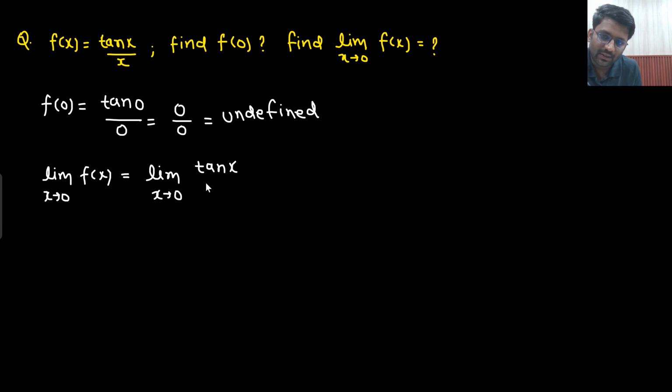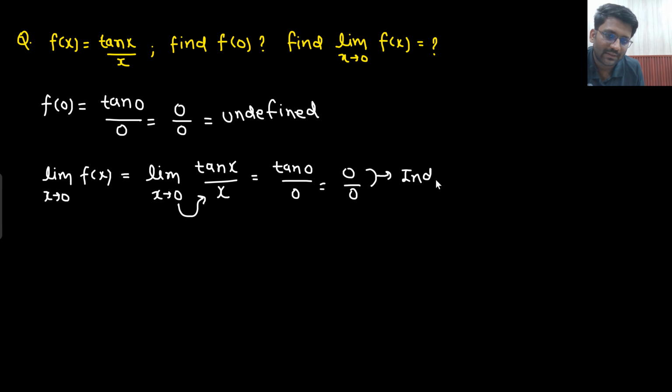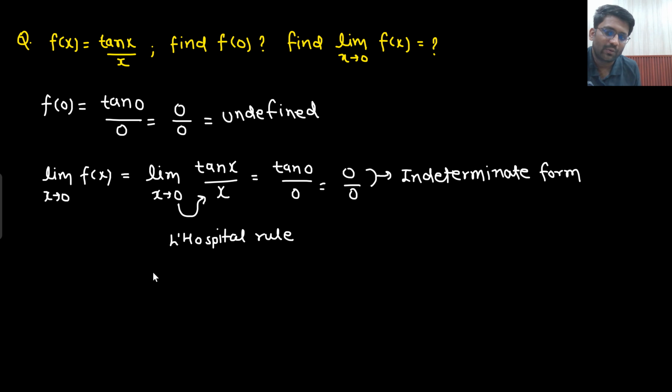What is the method we have studied? Do we need to check 0 plus and 0 minus? No, it will be very hectic. So what we do is we directly put the limit here. What are we getting? Tan 0 divided by 0. 0 by 0 form we are getting. This is an indeterminate form. Since it is an indeterminate form, what can I do? I can apply the L'Hopital rule. What does the L'Hopital rule say? That you differentiate the upper side and the lower side separately.